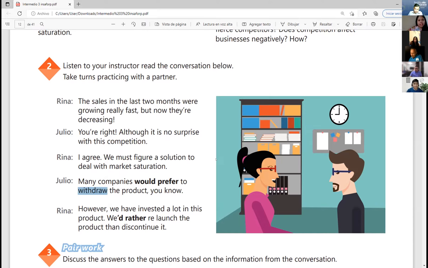The sales in the last 2 months were growing really fast, but now they are decreasing. You're right. Although it is not a surprise with this competition. I agree. We must figure a solution to deal with market saturation. Many companies would prefer to withdraw the product, you know. However, we have invested a lot in this product. We'd rather relaunch the product than discontinue it.